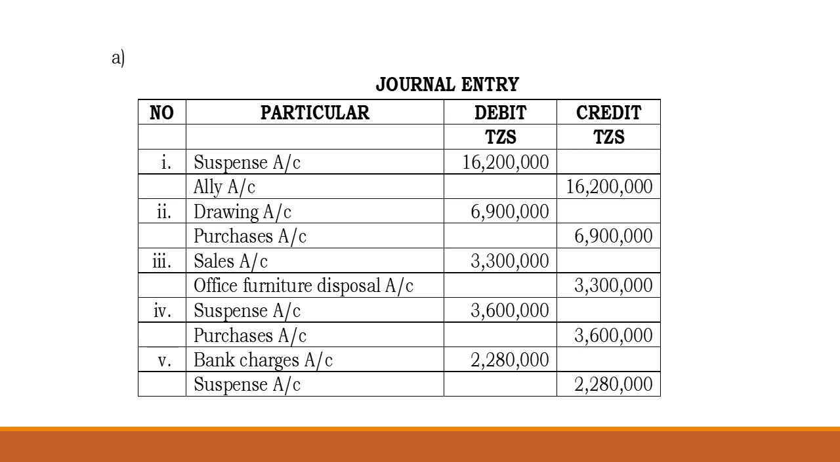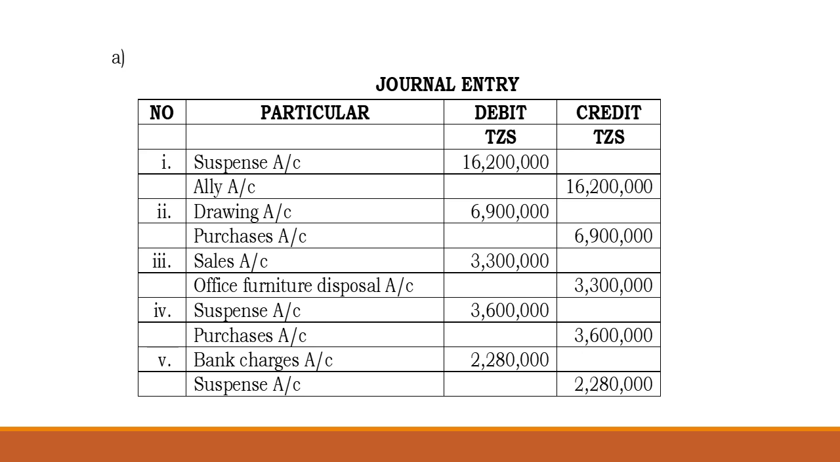But again, we have a sale of the office furniture, and that amount went to sales. And as we know, sales has a credit side, so we have to deduct that amount from the sales account. So you need to debit sales account, but also credit office furniture disposal of 3,300,000.